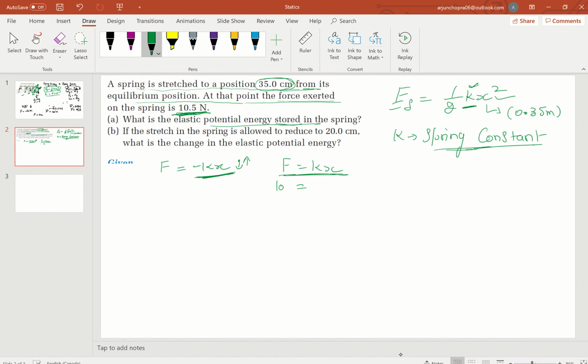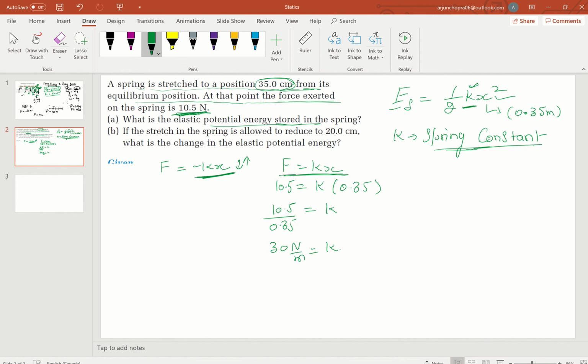Force is equal to 10.5 Newton. Again, it is not talking about the direction of the force, so I will use force equal to kx. The k value will be 10.5 divided by 0.35. That will come out to be, let me do some calculations, the k value will come out to be 30 Newton per meter. So 30 is the k value, and this is Newton per meter.